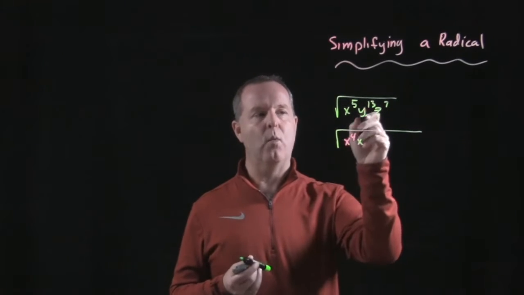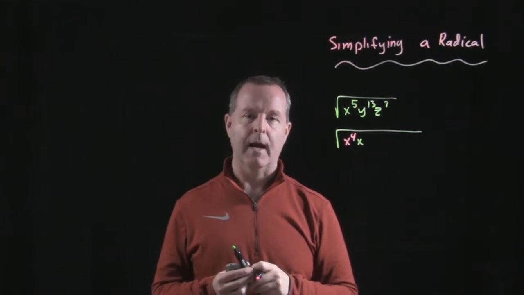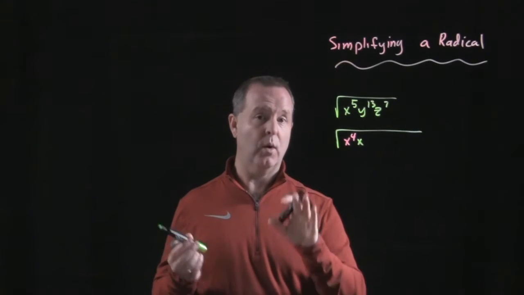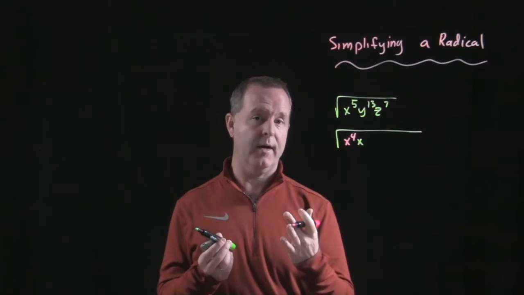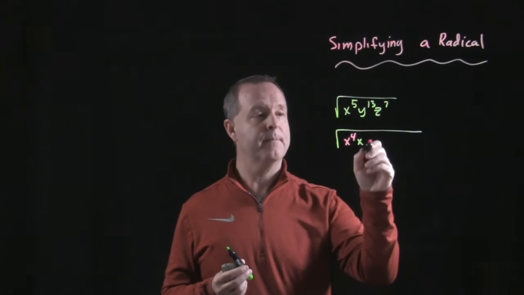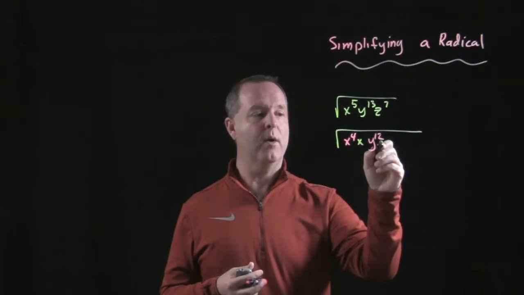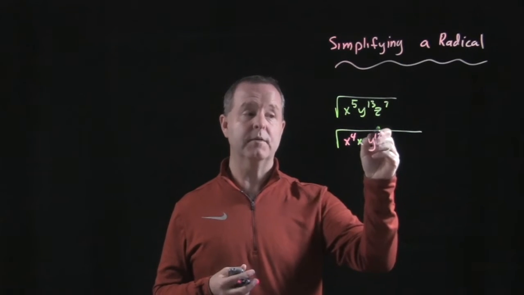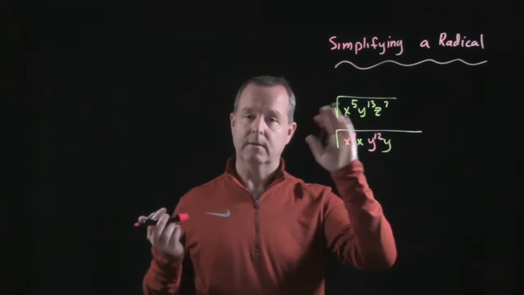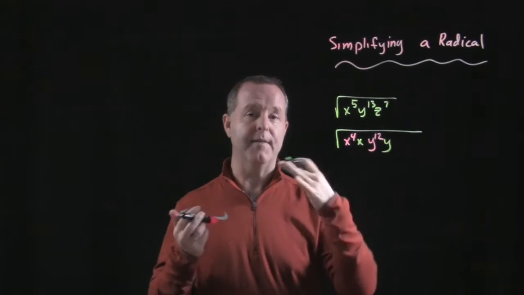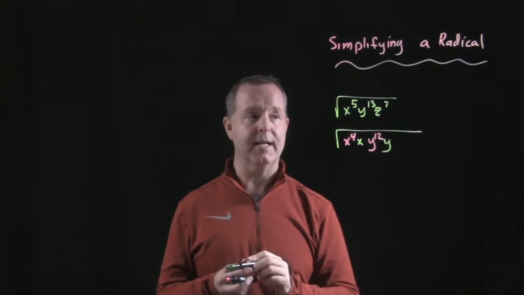Now, what about y to the 13th? I want to rewrite that as factors, where one factor is the highest perfect square. So what does that become? That's y to the 12th, and then I have one y left over. Y to the 12th times y to the first. When multiplying like bases, you add the exponents. That's y to the 13th.